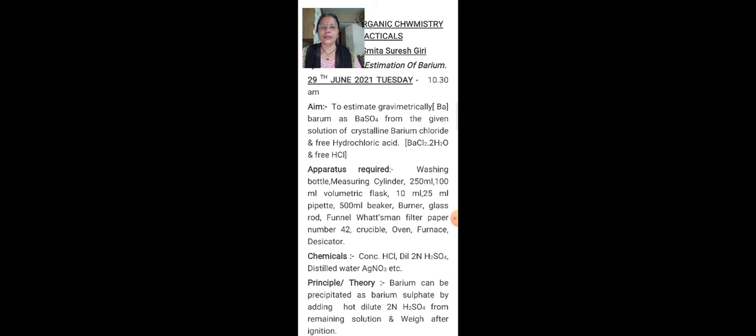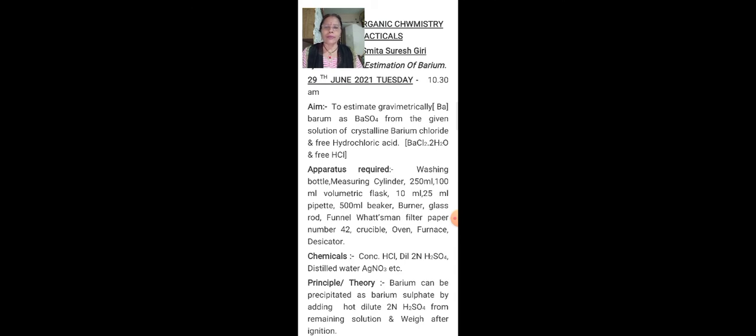So these are the apparatus that we have to first of all collect in front of us when we are performing the practical. Now the oven should be at a temperature of 110 degrees centigrade.